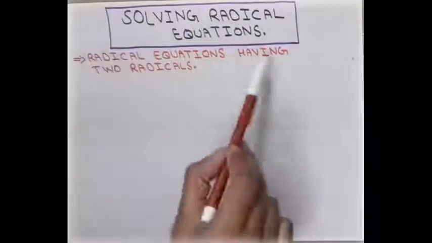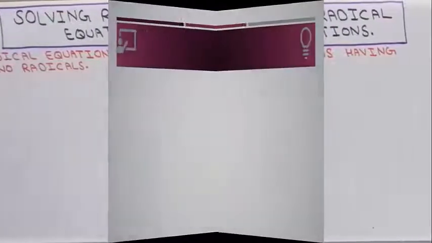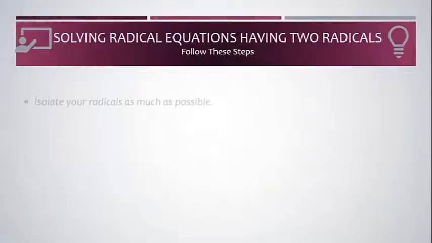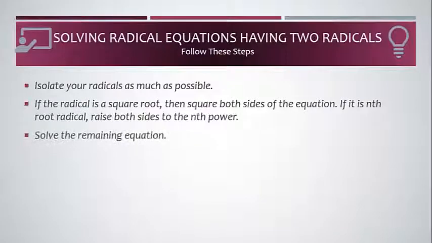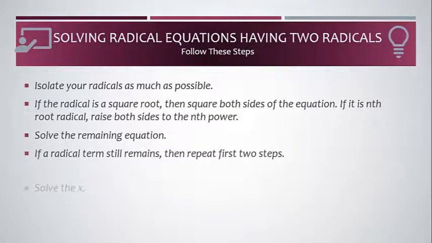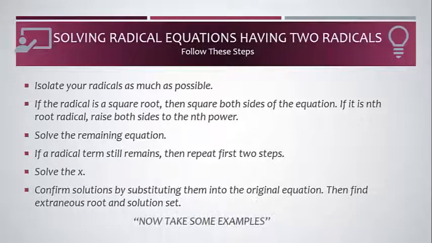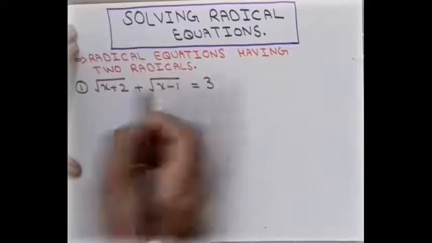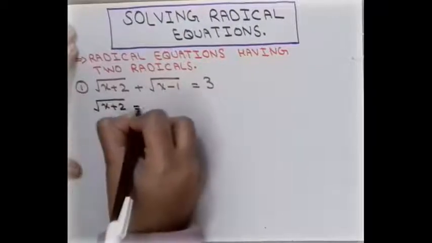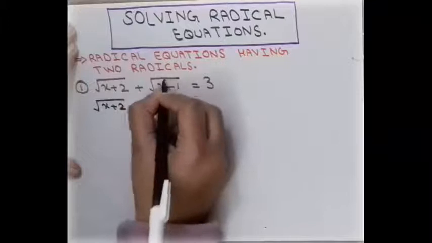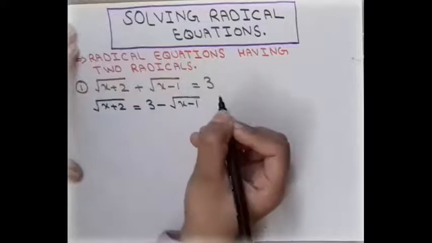How to solve radical equations having two radicals? So check out the rules for how to solve it. First of all, isolate the radical. So the first step is x plus 2 under root which is equal to 3 minus, we take this radical on the right hand side, so we have x minus 1 under root.